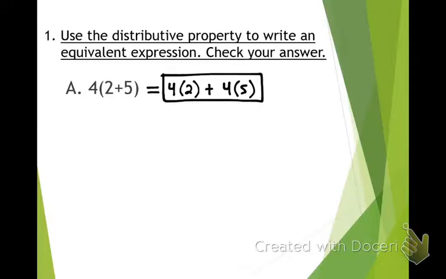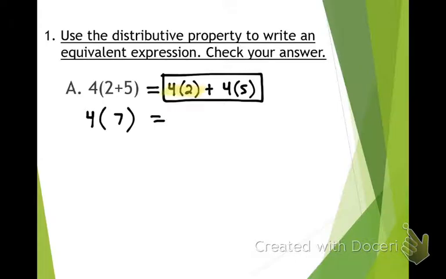Now, up in our instructions, it also said to check your answer. So we're going to check it working from left to right. Guys, what do parentheses tell us? Do me first. Okay, so before I do anything else, I've got to do those parentheses. What's 2 plus 5? 7, and I'm bringing down multiplied by the number? 4. Okay, let's put our equal sign there, and now let's just go ahead and work this part out.